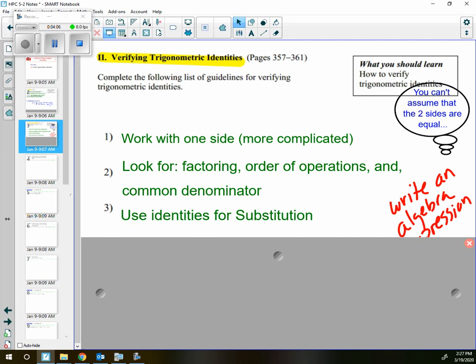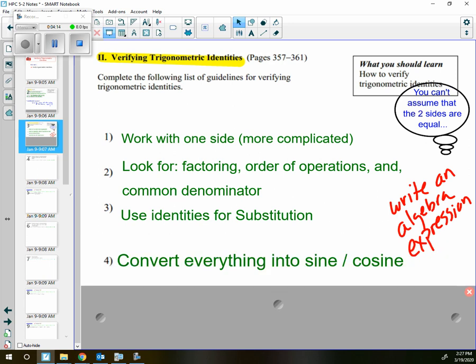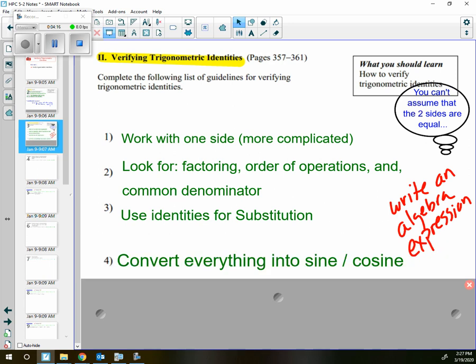Use identities for substitution then. We're going to make substitutions, right? We're going to substitute in different things to try to get them together to do all the things we did when we simplified. Convert everything into sine and cosine. So sometimes if we're looking for substitution, the easiest way to do that is just change everything into sine and cosine and see what happens. See if we can make something work.